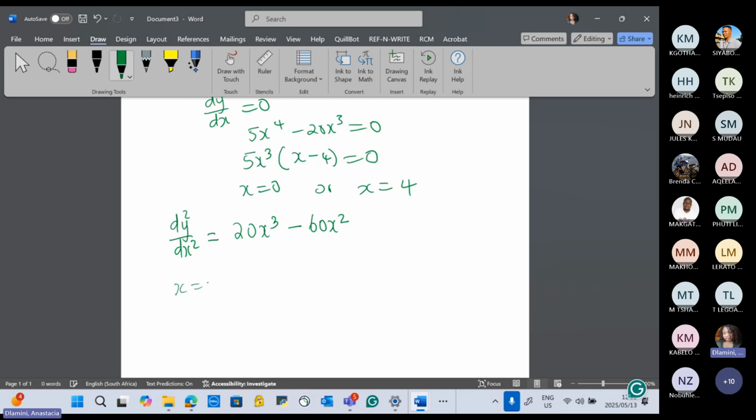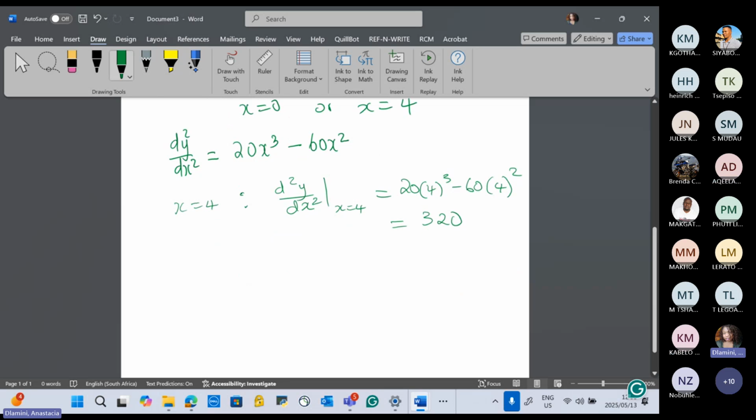So let's start with x is equals to 4. What is the answer? People with calculators, please come on. 320. I don't have a calculator. My modules don't need a calculator. But this one you're allowed to use a calculator, guys. Is it 320 the answer? Yes, ma'am. Okay. Let's do x is equals to 0.